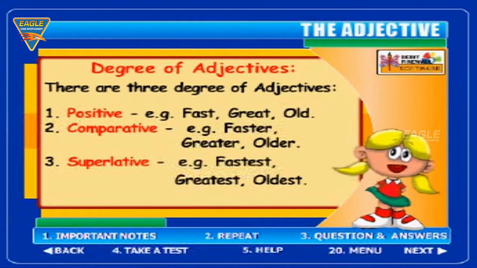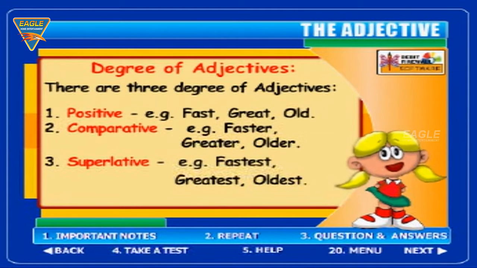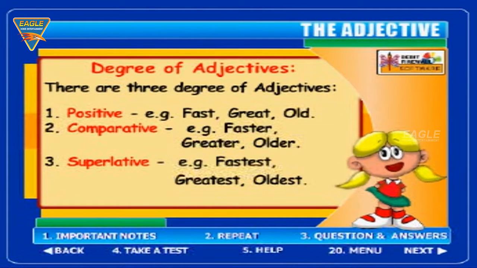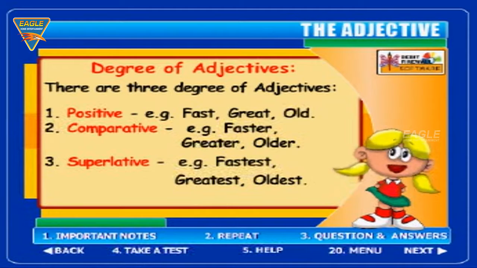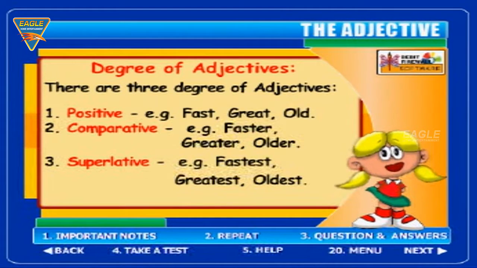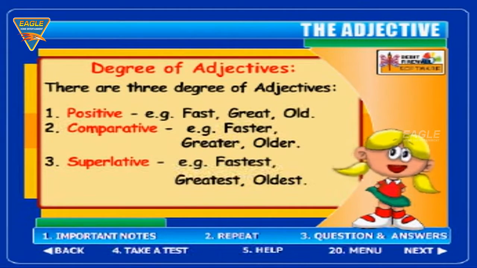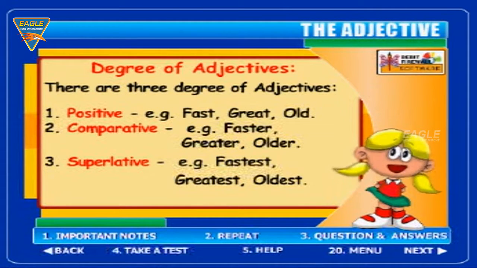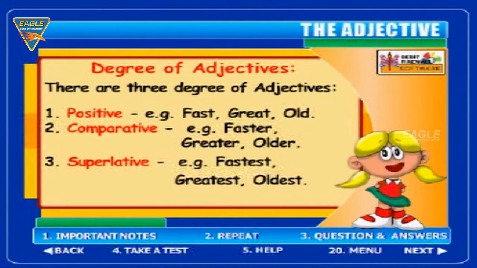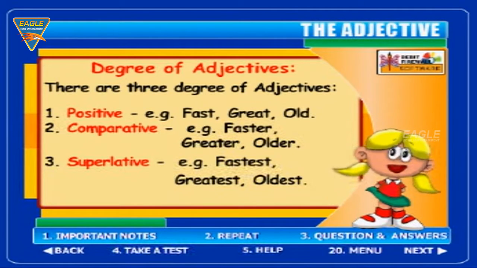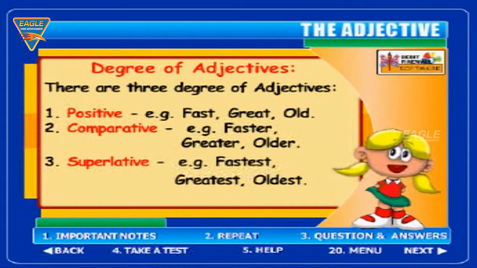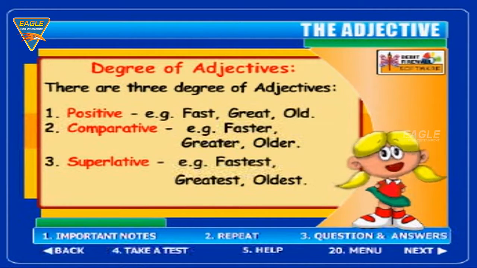Degree of adjectives. There are three degrees of adjectives. Positive, for example, fast, great, old. Comparative, example, faster, greater, older. Superlative, example, fastest, greatest, oldest.